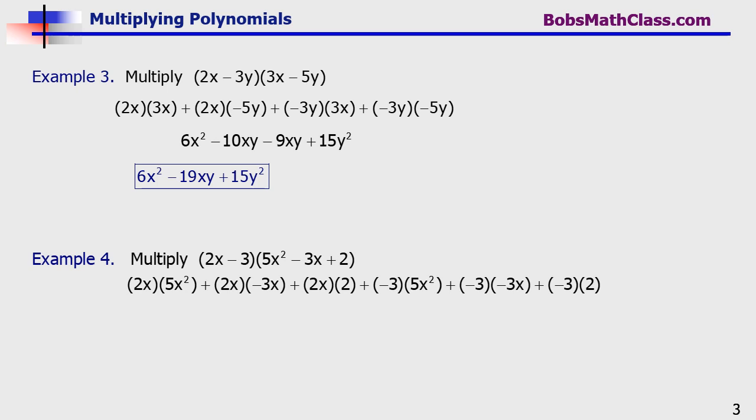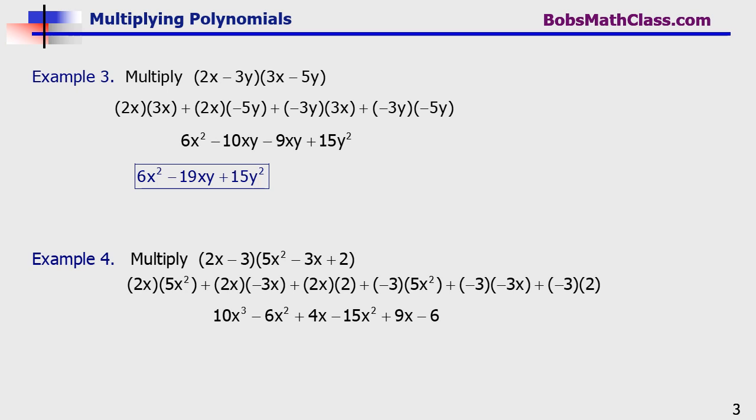Okay, 2x times 5x squared is, well, that's going to be 10x to the third. Again, you don't have to show this step. You could just go ahead and do the product. This step right here is just showing all the different products. After a while, you probably don't want to show this step. You probably want to go right to this step.